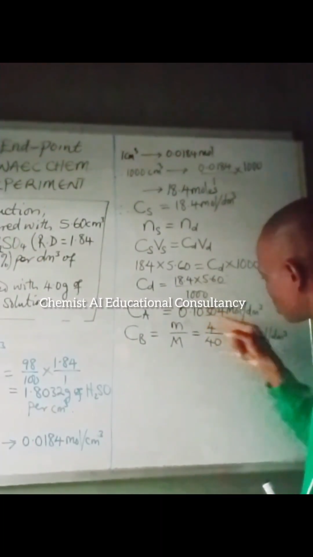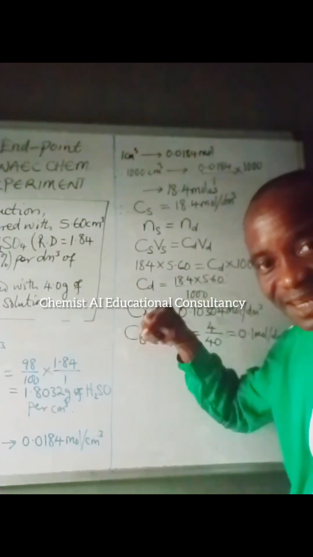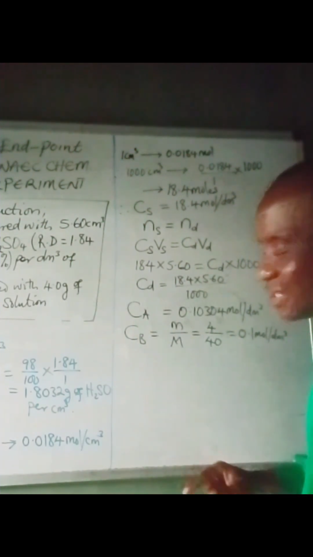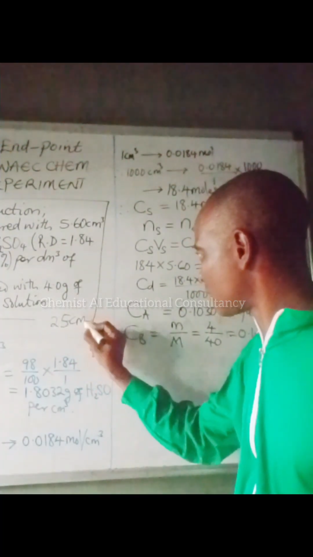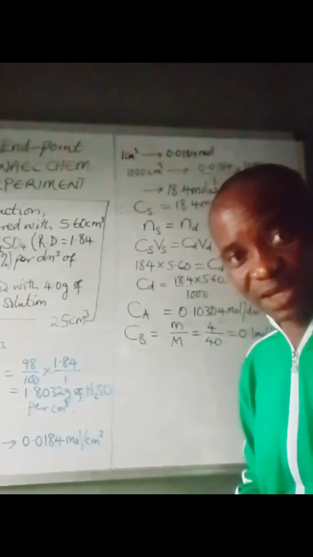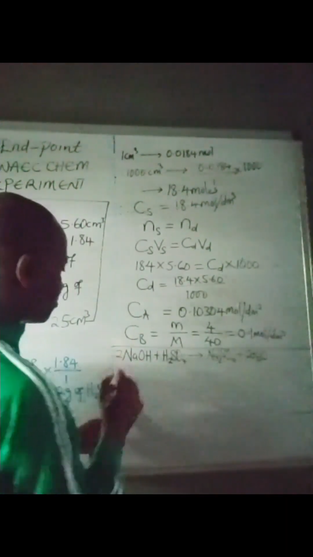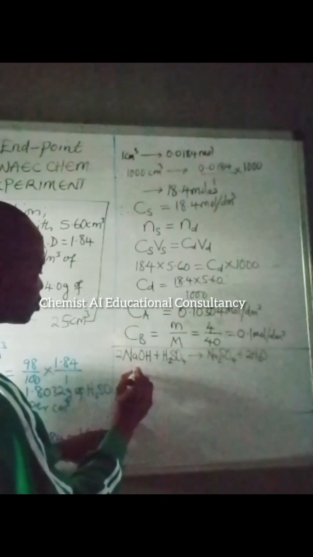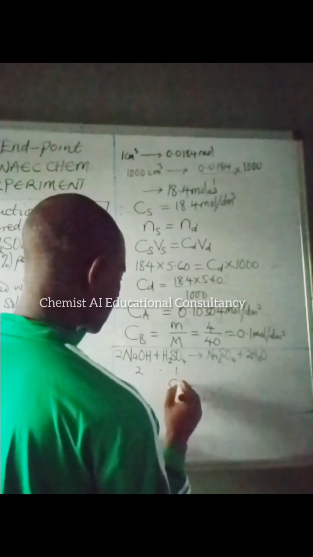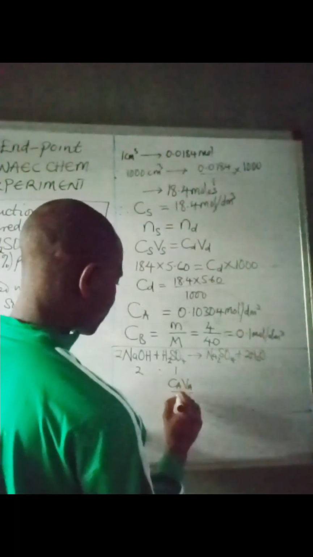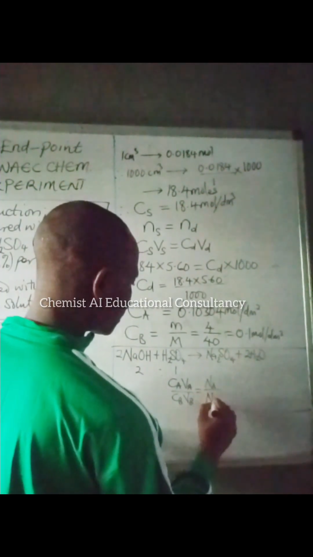Having gotten these two concentrations now, we are now ready to calculate the end point, that is the volume of acid required to neutralize your 25 cm cube pipette volume of the base. You have to note the equation of neutralization. This is the balanced equation, and the number of moles of base is 2, that of acid is 1. So you use this equation, CA VA over CB VB equals NA over NB.